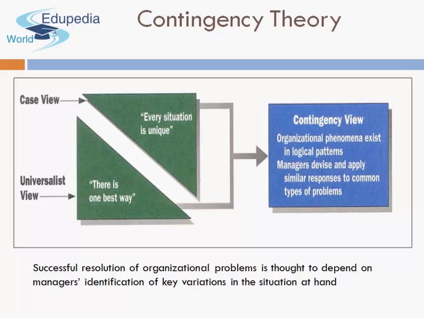The contingency view says that every situation is different, and according to the situation, solutions should be generated and implemented. But if there are two similar situations and a suggestion was implemented in the previous problem, then the same solution can be implemented in the second problem also, because both the problems are similar.